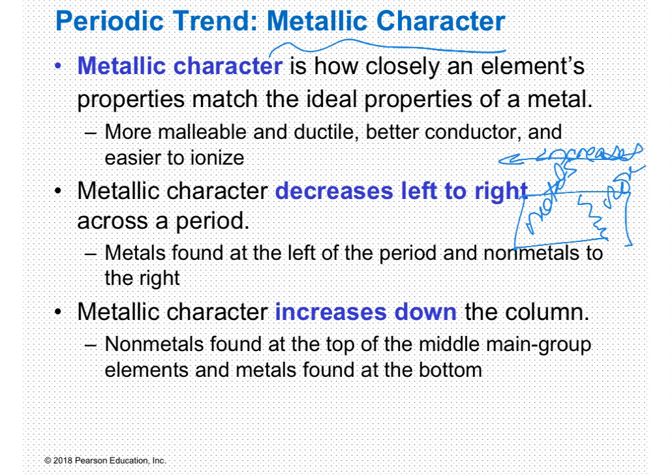But what is the trend going from top to bottom for metallic character? It actually increases going down. A way to remember that is if you look over at group 4, at the top you've got carbon and silicon, and those are considered nonmetals. And at the bottom you have lead and tin, those are metals. So metallic character gets stronger at the bottom of the periodic table.